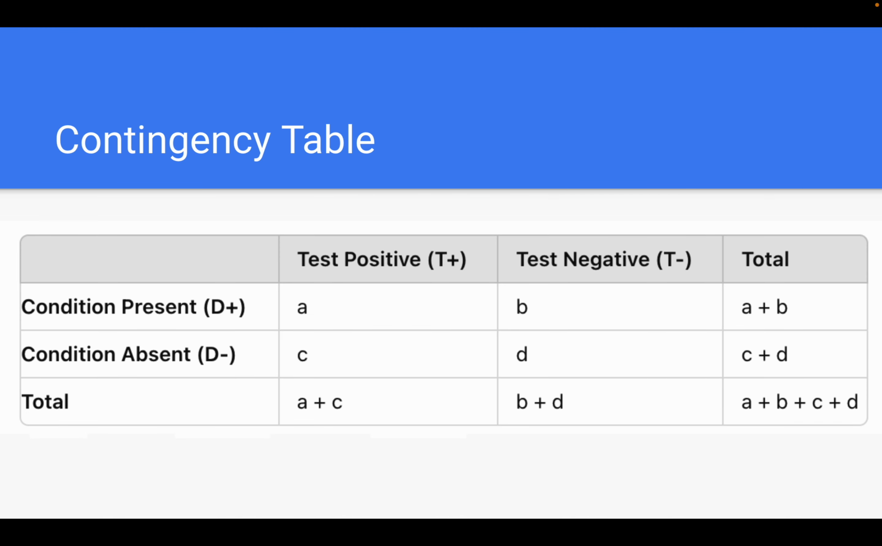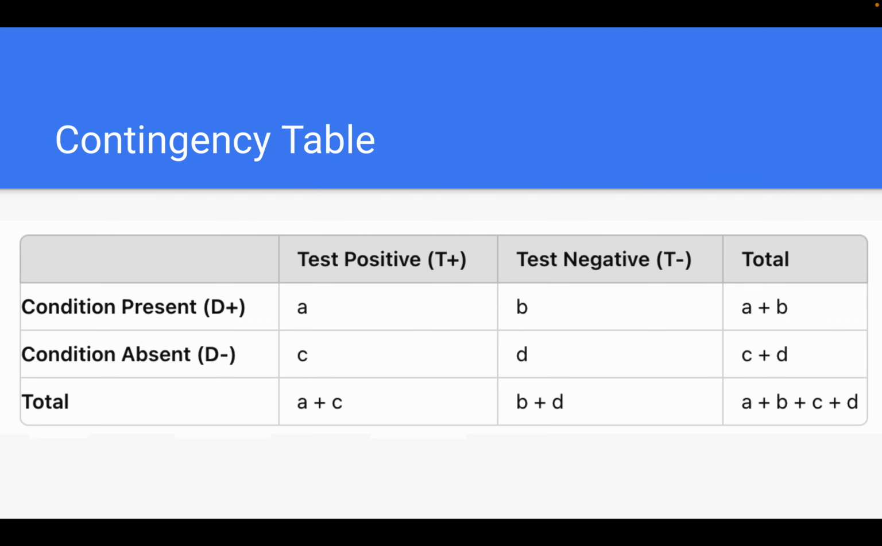Contingency tables in the context of likelihood ratios are used to organize data in a way that facilitates the calculation of the ratios. So looking at this table, the rows represent the presence or absence of a disease, and the columns represent positive or negative test results. The box marked A is considered a true positive, where the test is positive and the condition is present. The box marked B is a false negative, where the test is negative, but the condition is present.